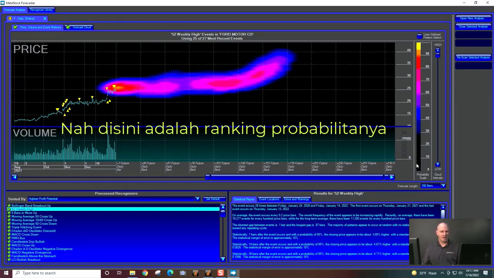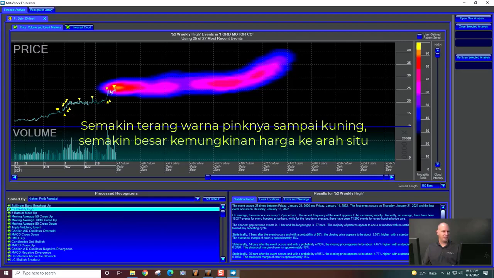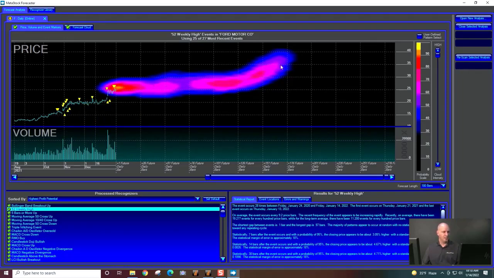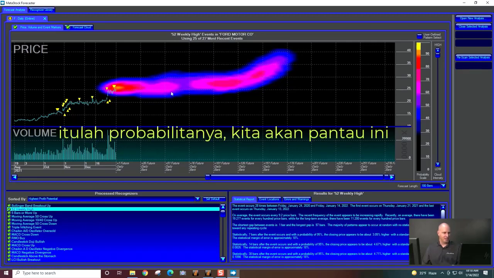Now here we have a rank of probability. So the brighter the color, the higher the probability that it will go there after it's met that price. So we can see that range. The brighter the pinks and yellows, the more likely it is that it will go in that direction. So we can see here, based off of this, it will probably level out for a period of time, as we've seen it do historically, before rising up and having a move up from its current price of 25 and then out 176 days to a price of about 38. So that's the probability. So we're going to want to watch that as it proceeds.